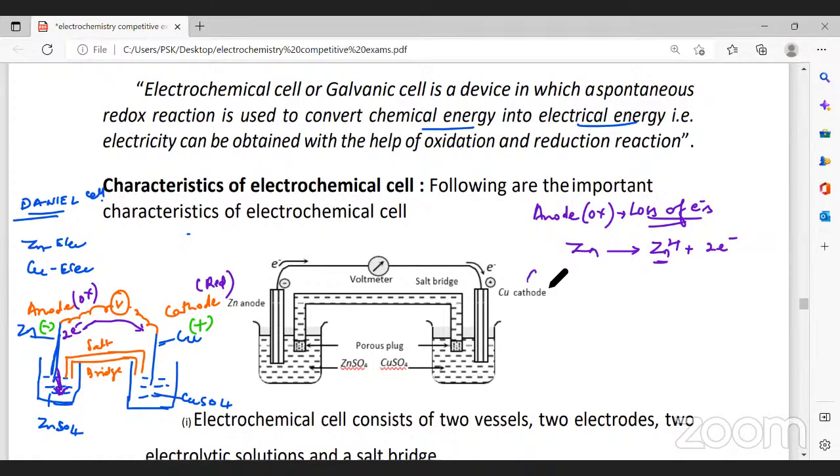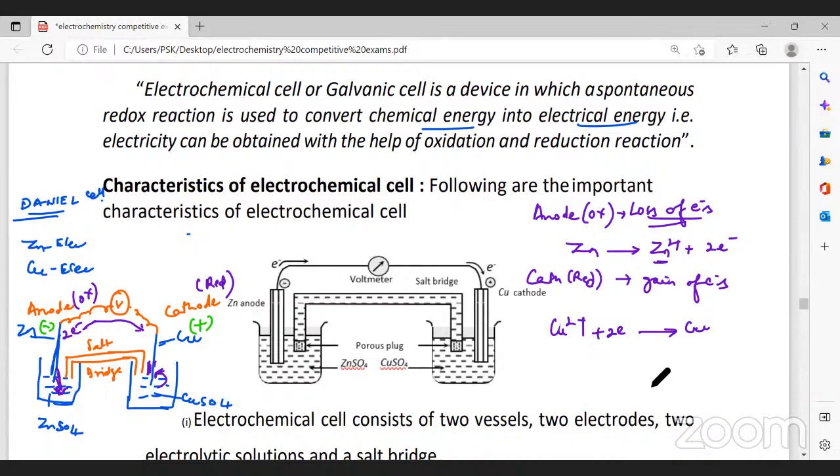At cathode, what takes place? Reduction. What do you mean by reduction? Reduction is nothing but gain of electrons. At the cathode, you have Cu2+ ions. These Cu2+ ions will accept the electrons given by zinc and get reduced to copper. That means at the cathode, metal is deposited, and at the anode, there will be dissolution of metal.